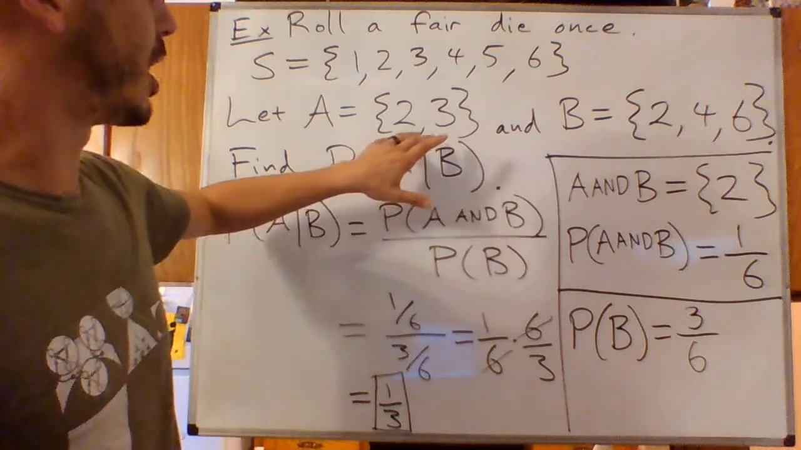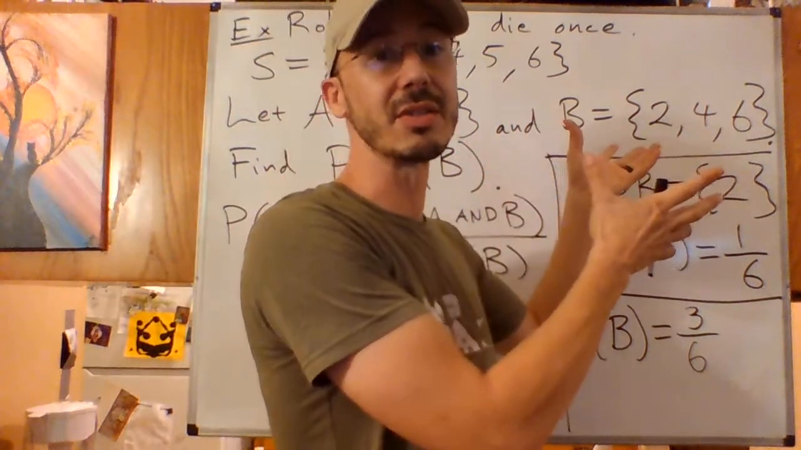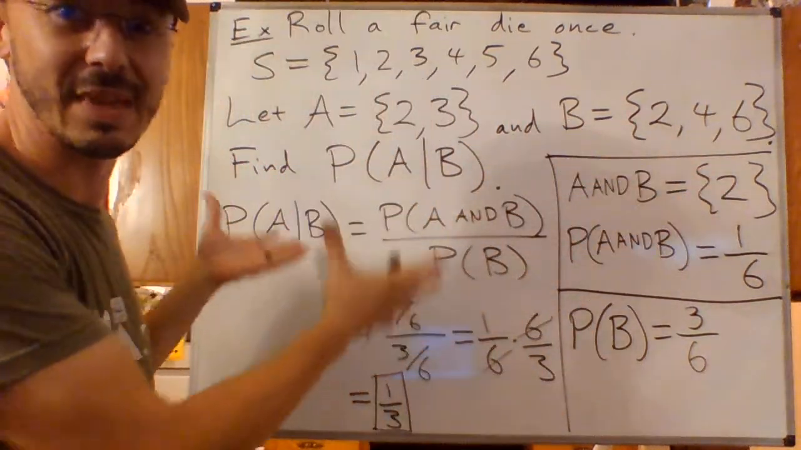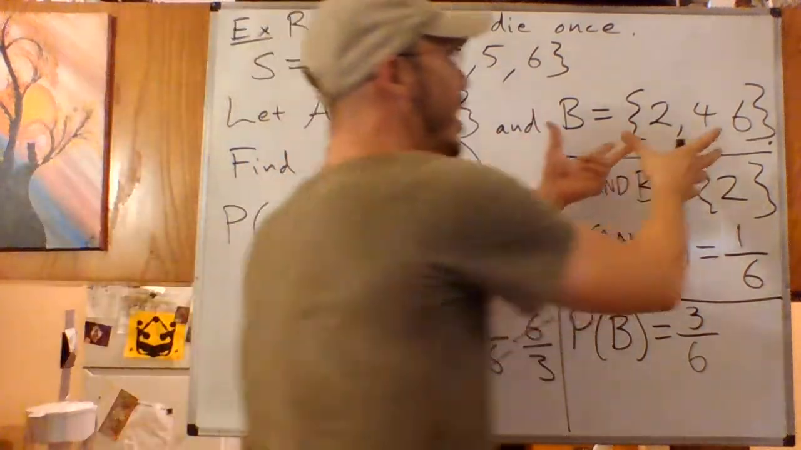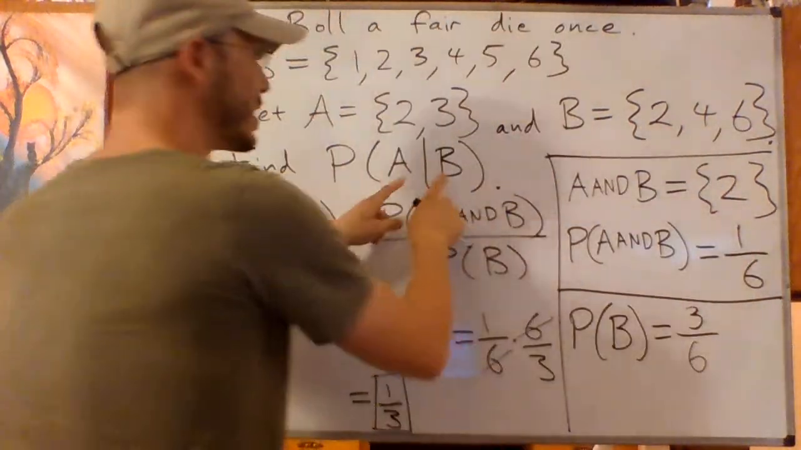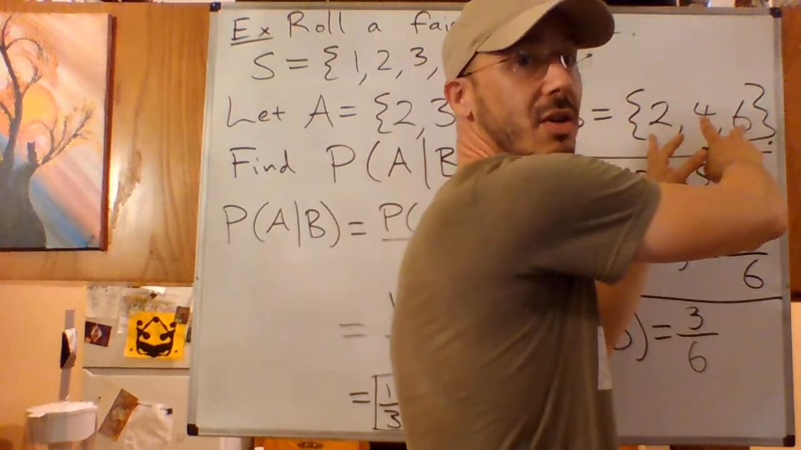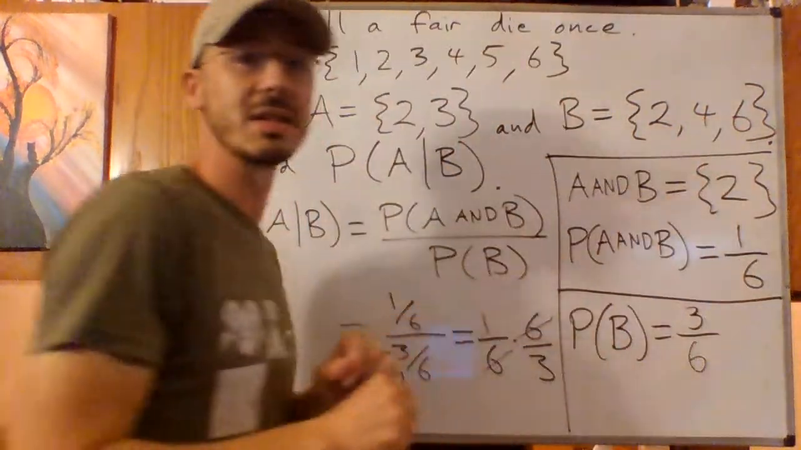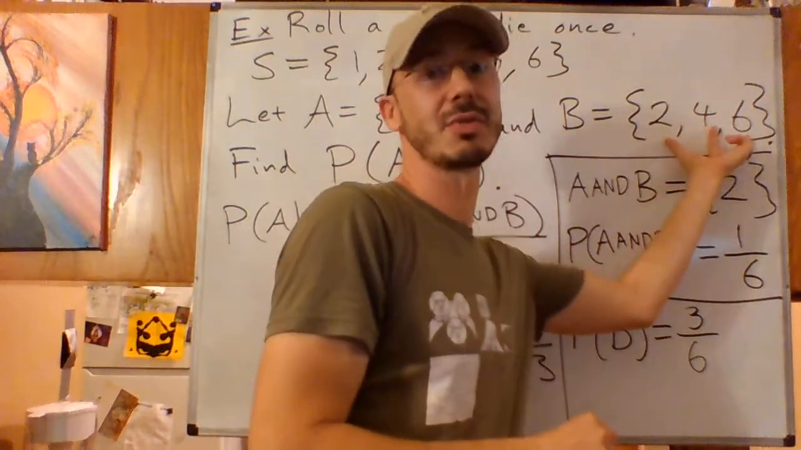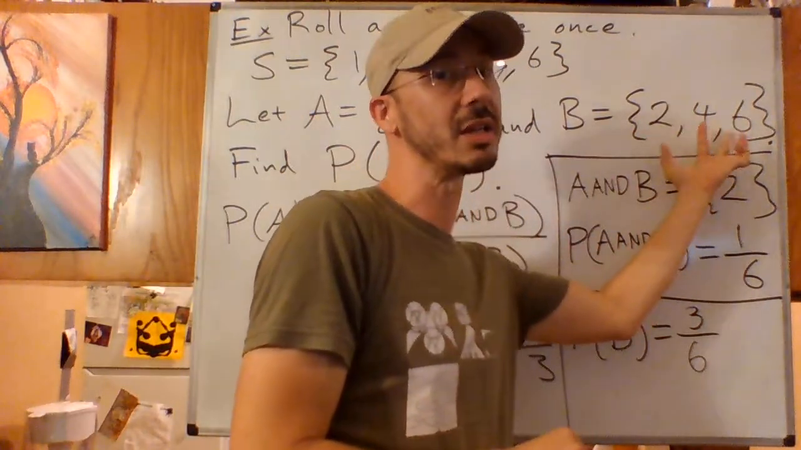So another way to think of this that's not very mathematical: if B occurs, so given B, it's either a 2 or 4 or 6. What are the chances that it's going to be an event A if we know it's one of those 3 numbers? Well, each of them is equally likely.